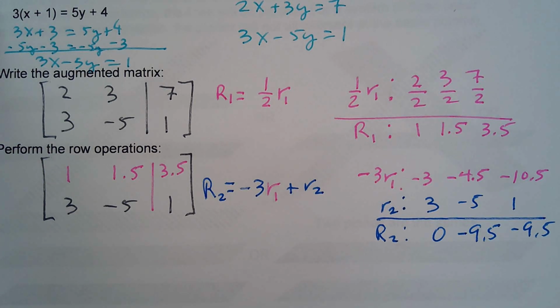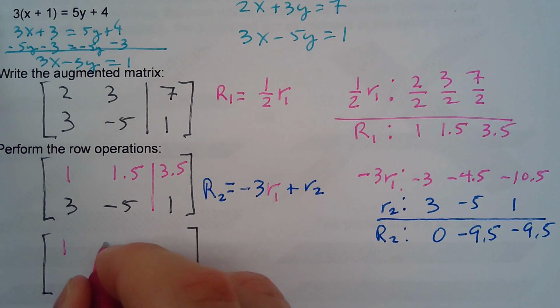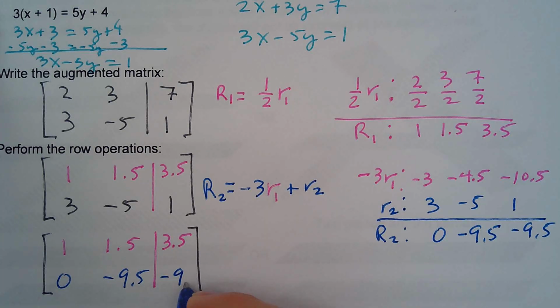So when I go down to write my matrix again, my row 1's still the same. But now my row 2 is this 0, negative 9.5, and negative 9.5. So now we've completed step number 2.